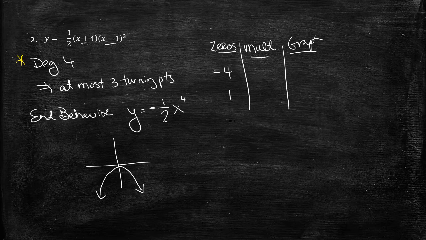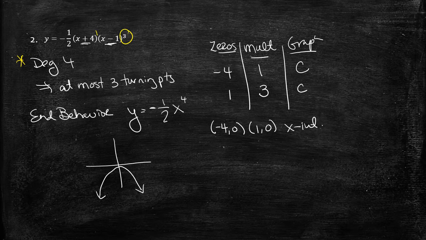Okay, the multiplicity of -4 is 1, and the multiplicity of 1 is 3. And again, we get that by looking at the exponents here. So our graph has odd multiplicity for both, so the graph will cross at both of those x-intercepts. Okay, so the x-intercepts are (-4, 0) and (1, 0).